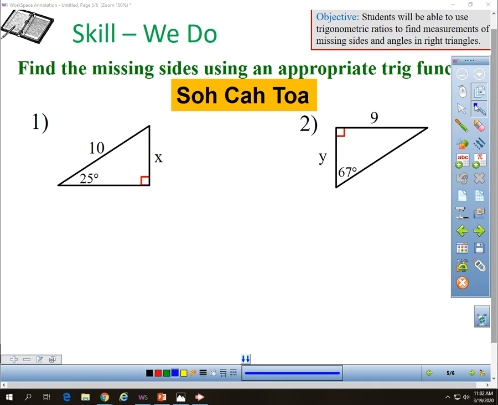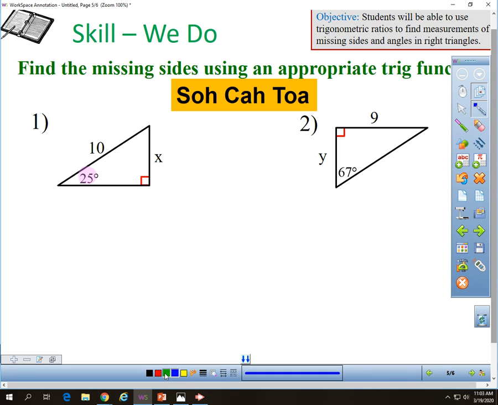We're going to be doing the same thing that we did on the previous video about labeling the sides of the triangle. We're going to start by looking at which angle we have as the angle of reference. In this problem, we're going to be using the angle with degree measure of 25 as the angle of reference.